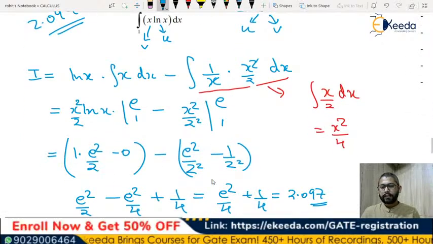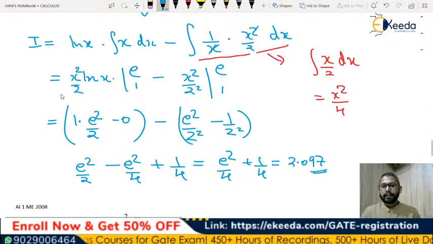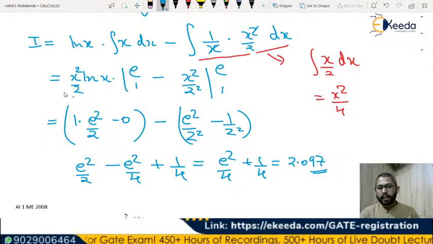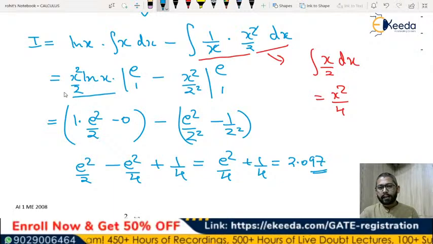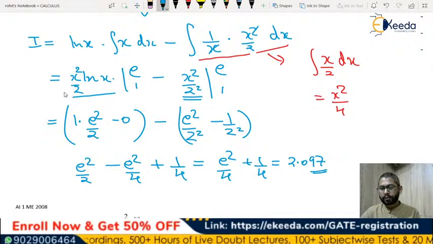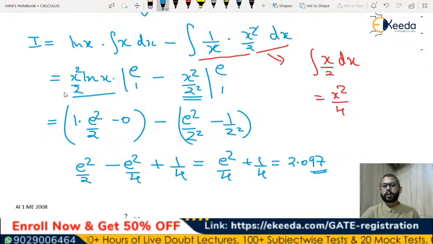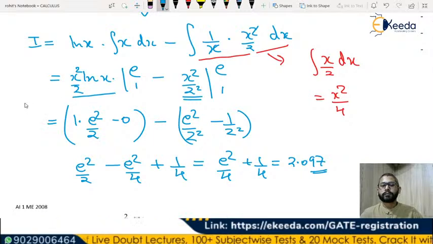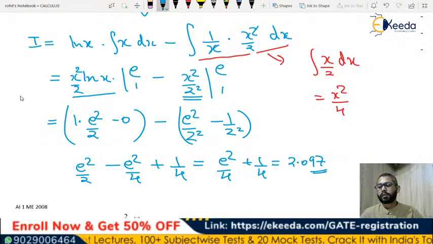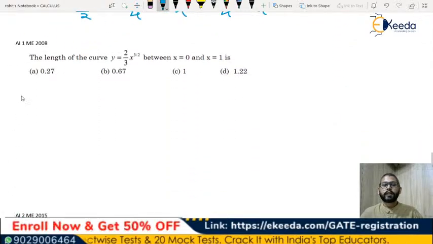Please check. The final integration is x square by 2 ln x minus x square by 4, and the limits are 1 to e. Right. 2.097. Right, Lokesh. Correctly said. Let's move to the next part.